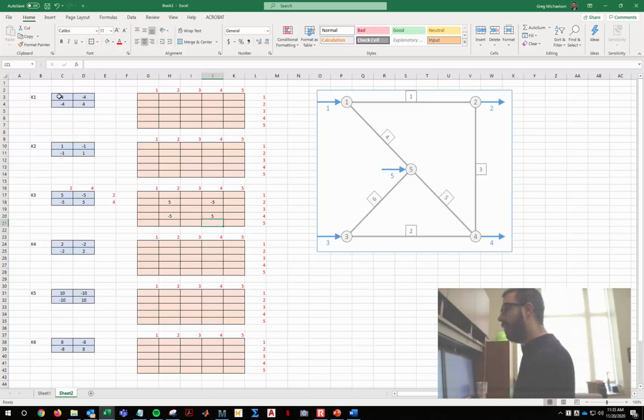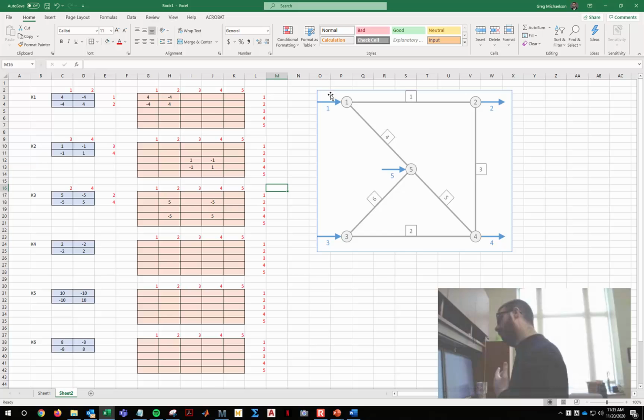So let's see. Element number 1 goes 1 to 2, so you can see from 1 to 2. Those terms go here. Okay, what about element number 2? Element number 2 goes from 3 to 4. Actually, let's put element 3 to 4. So that goes there. So that's where that element goes inside the system matrix.